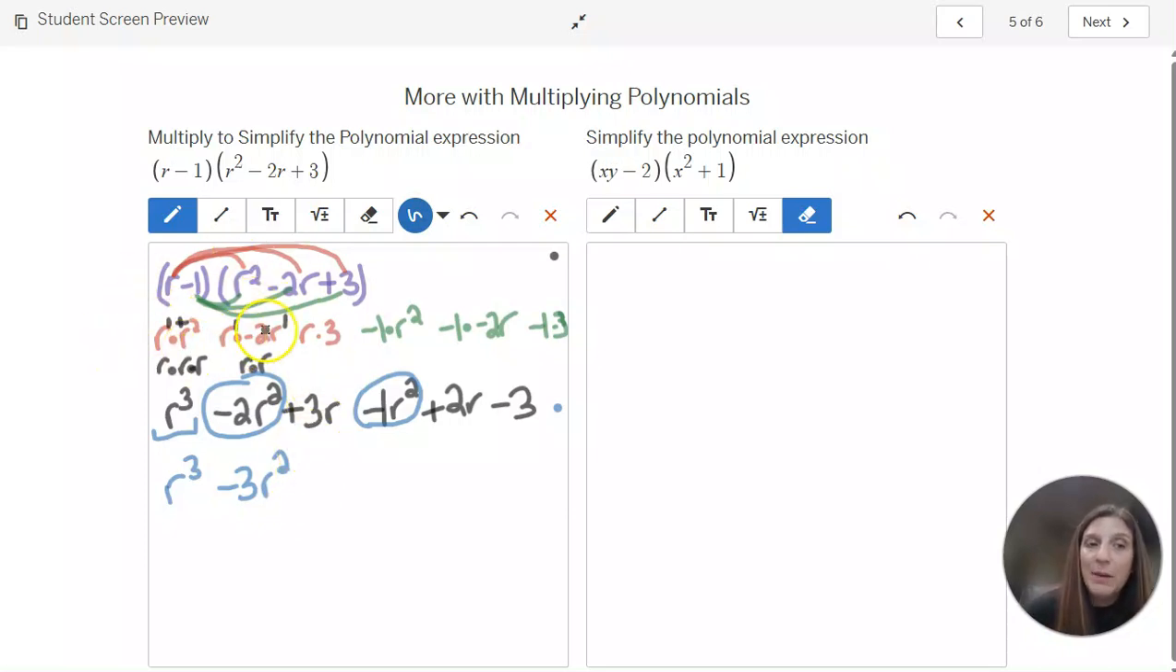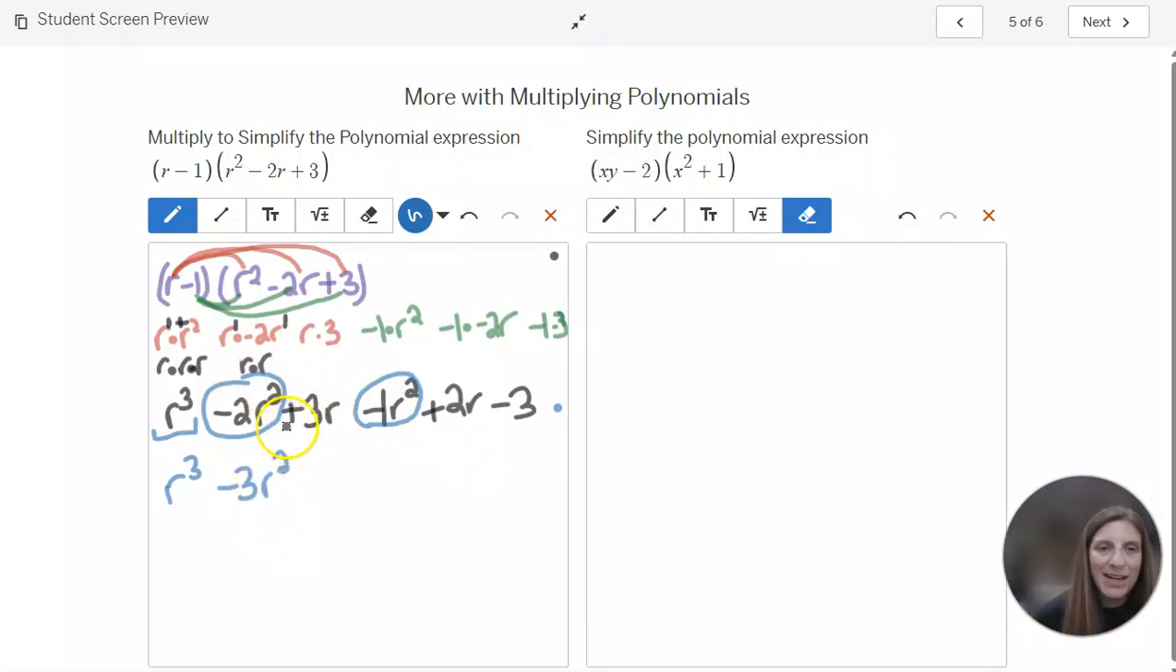When you multiply with the same base, you add the exponent. But when you're combining like terms, when you're just adding them, that term stays the same. The exponent stays the same. We're just saying, well, how many r squareds do we have? We have -1 and -2, so that makes -3r squareds.